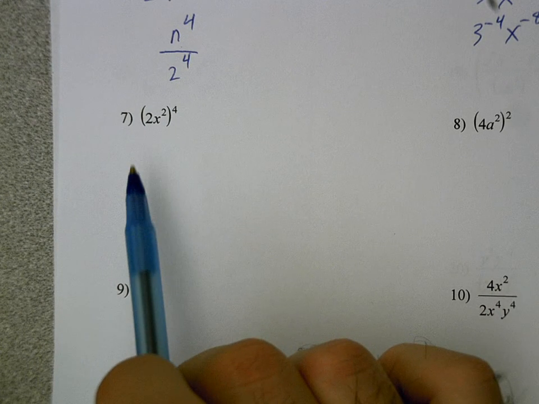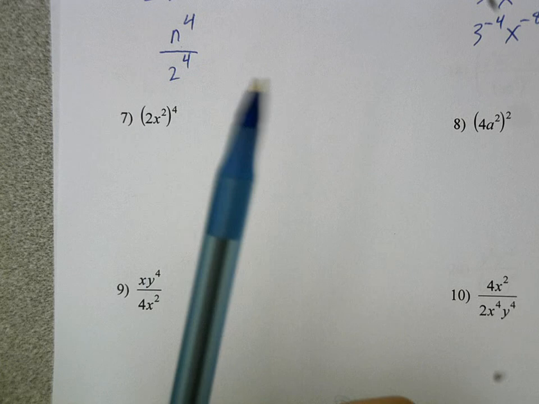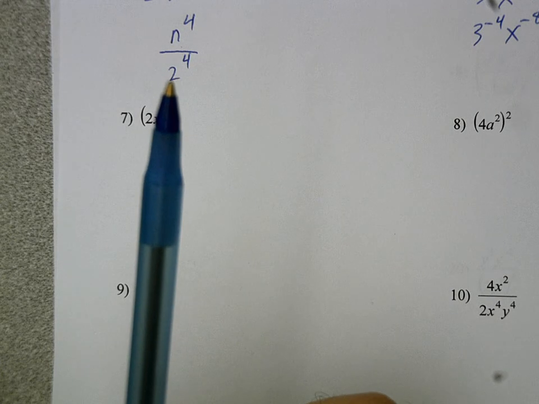So here we go. Number 7. 2x squared to the 4th. I said SRC would be out there. They're going to be out there?